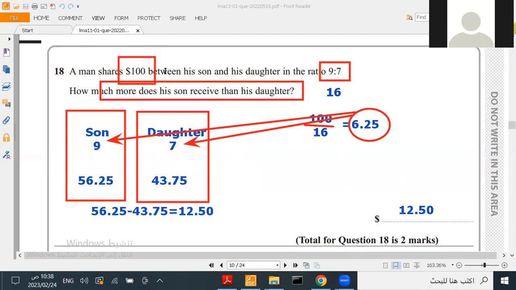So again, he shares 100, which means this is the total number. I'm gonna follow these steps. I'm gonna add the ratios. I'm gonna take the total number divided by the ratio total and then take the number and multiply it by the 7 for his daughter and by the 9 for his son. When we multiply, we get how much money each one takes. This one takes 56.25, this one 43.75. I subtract them, I will get the difference between them, or how much more his son takes. And that's it for this question. Let's move on to the other one.